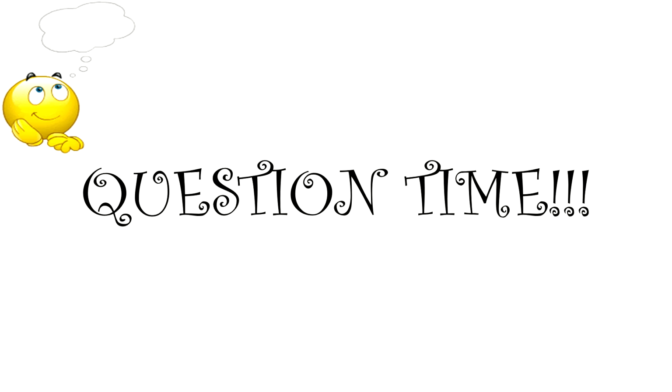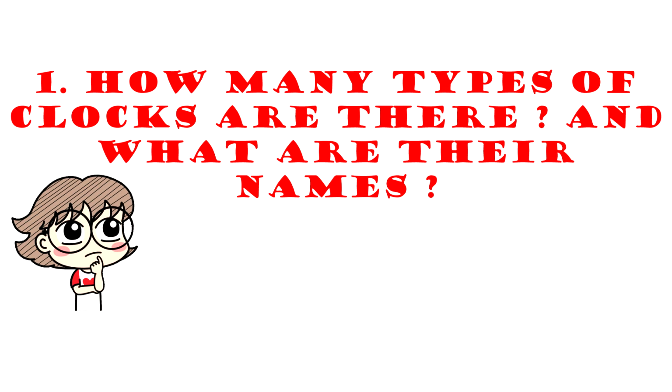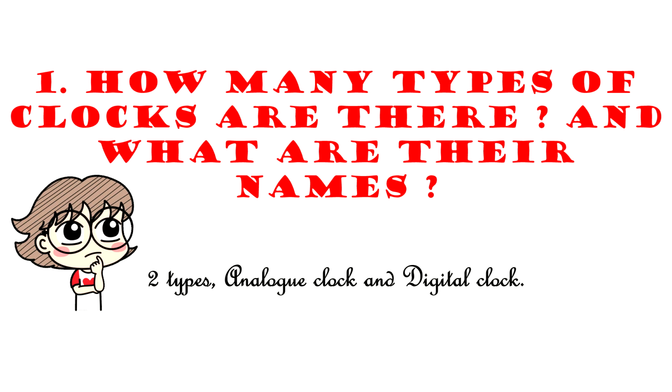Question time. How many types of clocks are there and what are their names? I'm going to give you 5 seconds to think. You can also pause the video for extra time. Okay, so the answer is 2 types, analog clock and digital clock.